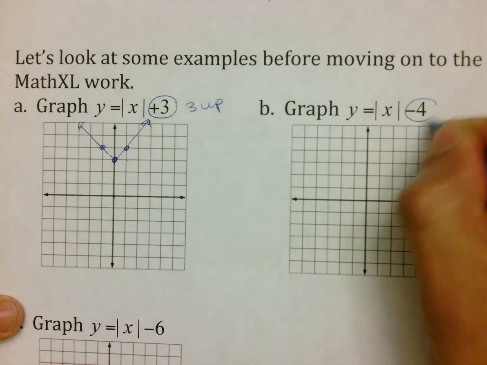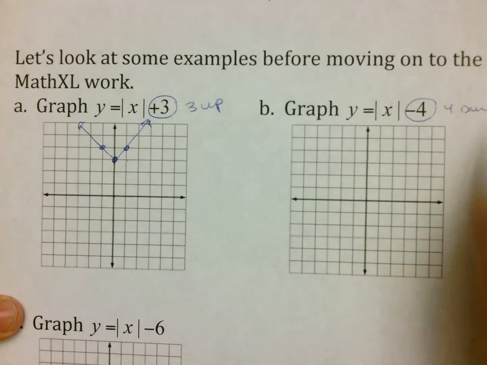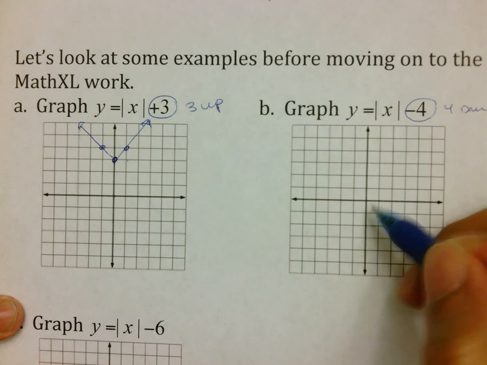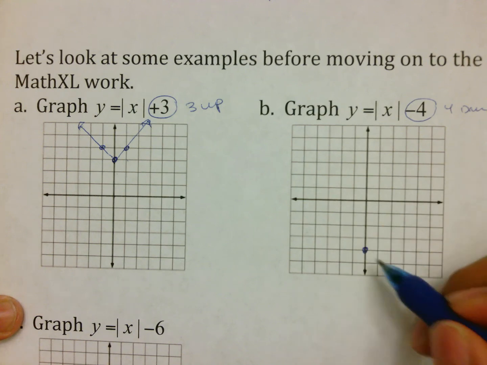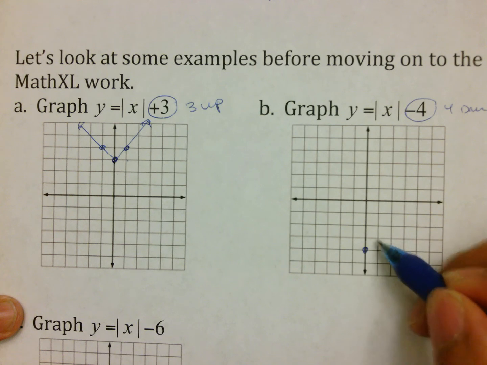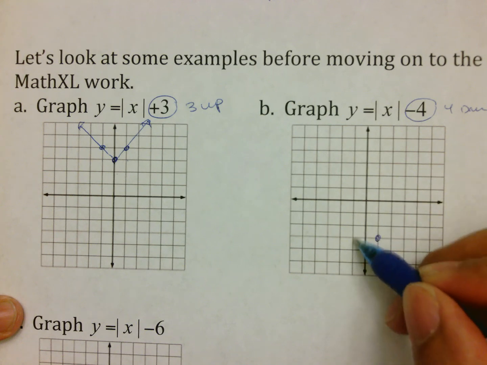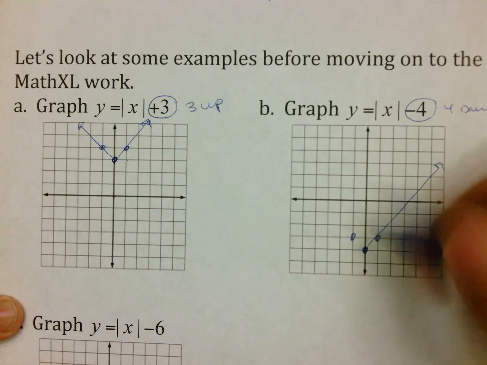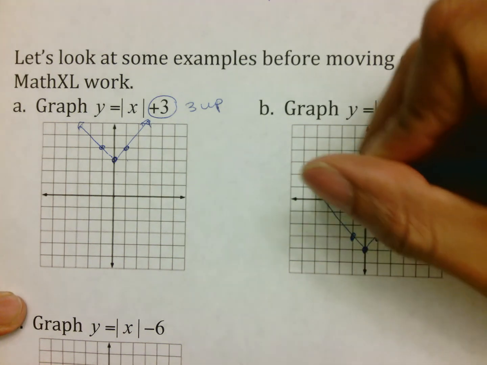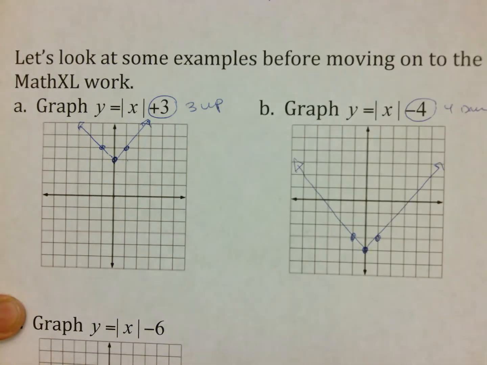Alright. Y equals absolute value of x minus 4. Again, looking at this tells us to go 4 down. So what we do is we start at 0, 0, we go 1, 2, 3, 4 down. We put our point, and then we get the 2 points from there. So go over 1, up 1, then back 1, up 1. And again, draw your V to the edge of both of those sides. And that is it.